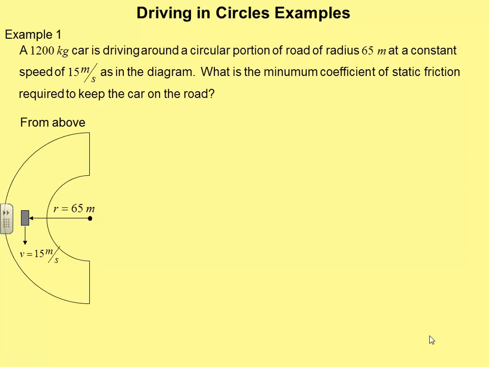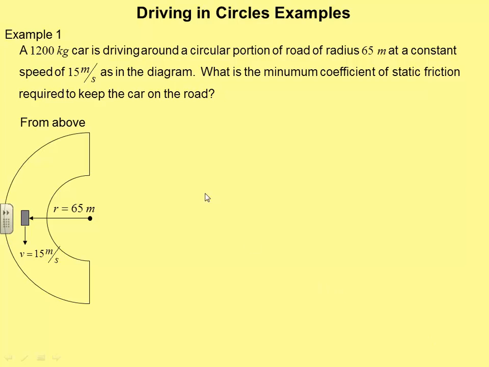Hello everyone, and welcome to a little video which will explain how things drive in circles. So we're going to do two examples here today. The first one: a 1,200 kilogram car driving around a circular portion of road of radius 65 meters at a constant speed of 15 meters per second, as in the diagram below.